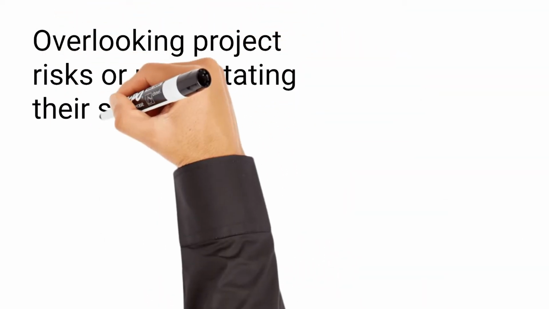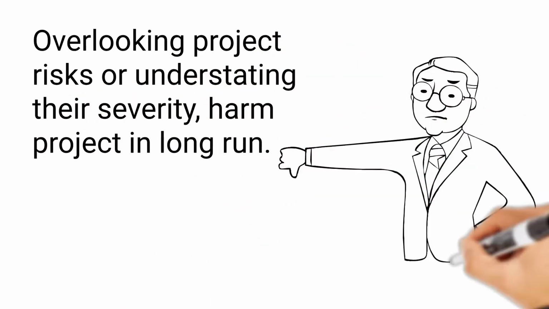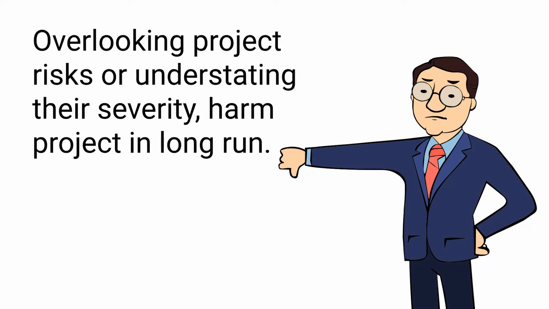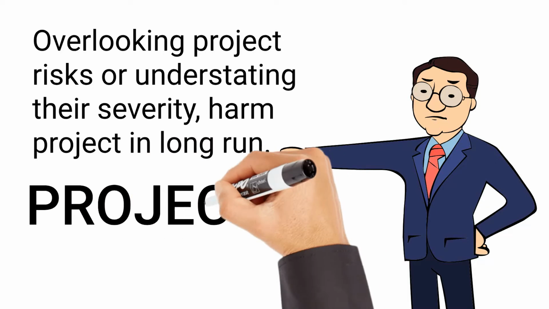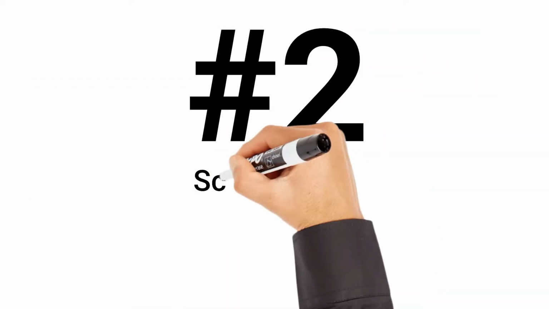Overlooking project risks, or understating their severity, harms the project in the long run, and has a significant impact on decreasing project viability and profitability. This may even lead to the termination of the project itself. The second one is scope creep.